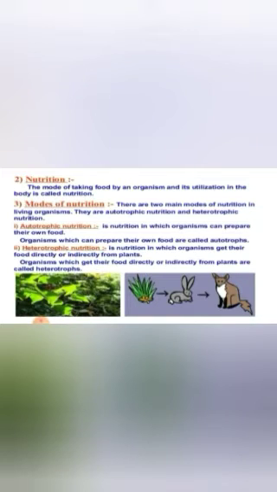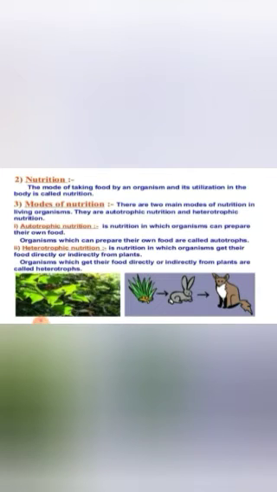Now we will move to heterotrophic nutrition. What is heterotrophic nutrition? Heterotrophic nutrition is a nutrition in which organisms get their food directly or indirectly from plants, and these organisms which get their food directly or indirectly from plants are called heterotrophs. So the best examples are we human beings, animals, fungi and insectivores. These are the examples for heterotrophic nutrition. We will learn a little more about heterotrophic nutrition a little later, students.